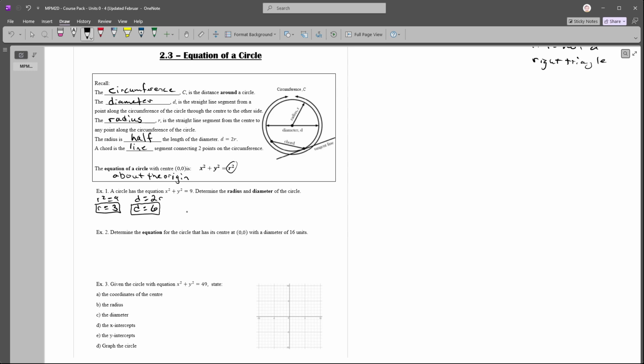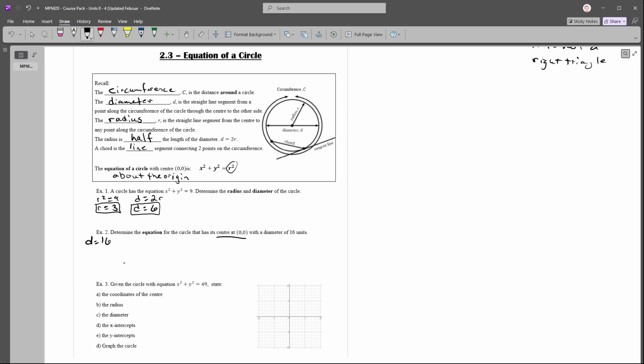Okay. Let's take it one step further. Determine the equation of a circle that has its center at 0, 0. This is a must in order to be able to use this equation, with a diameter of 16 units. So that means its d is equal to 16.